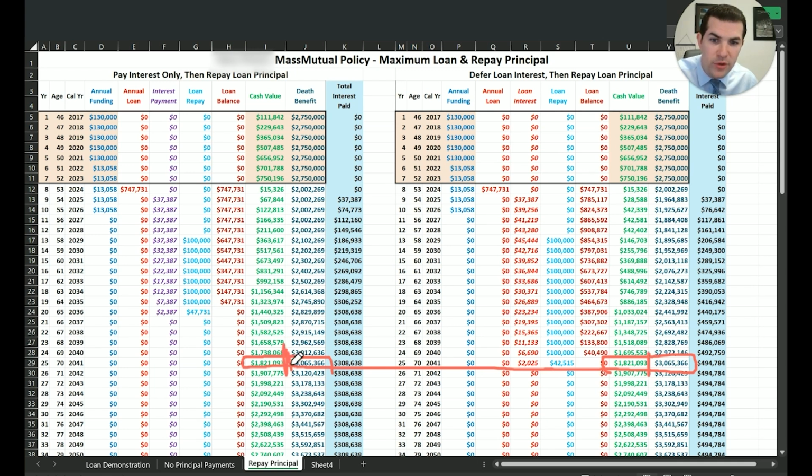That's the nice part. The drawback to the strategy on the right, and this might hit on question 3, what are the consequences of not paying the loan interest? When you eventually repay that loan, you do end up paying more interest to the insurance company when we look at the total out of pocket.